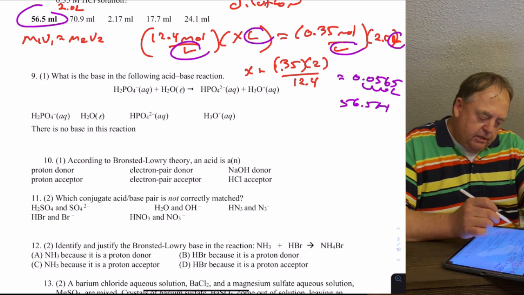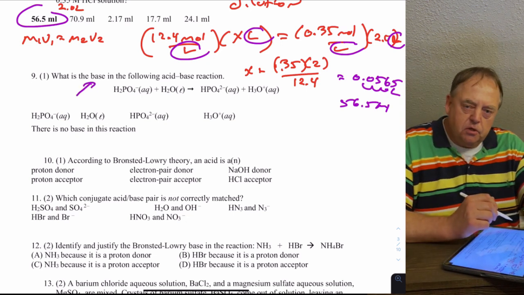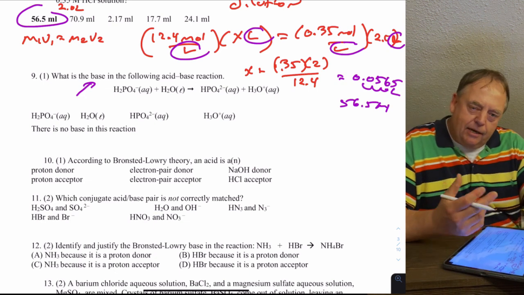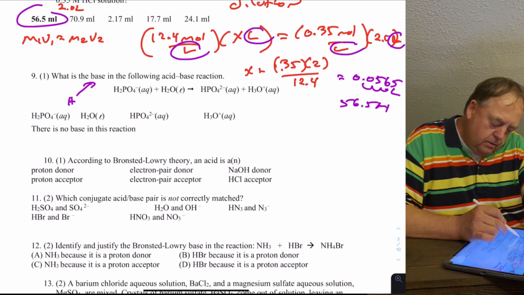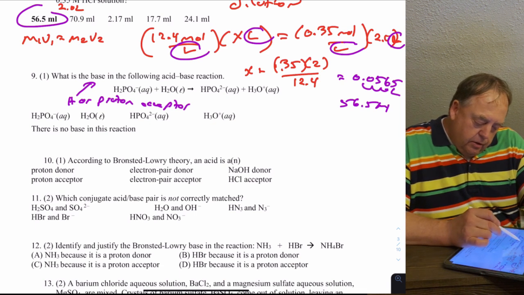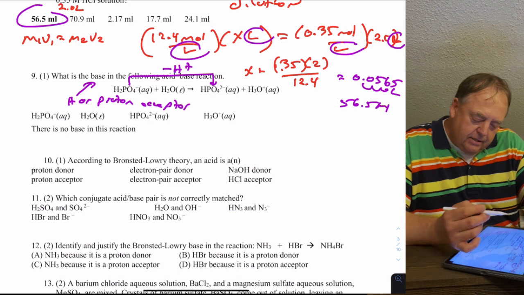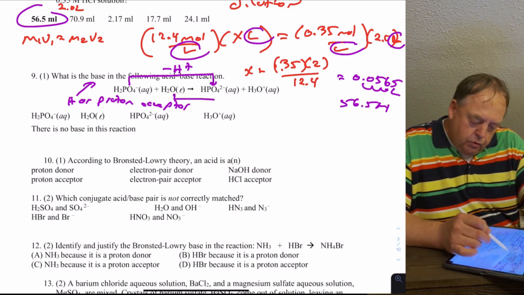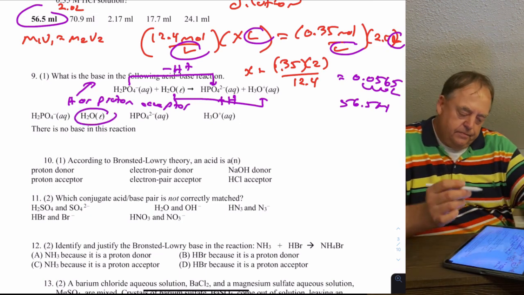Okay, so which is the base in the following reaction? So can't solve this problem if you don't know the definitions. So what's an acid is a hydrogen donor. What's a base is a hydrogen or proton acceptor. Okay, so this molecule, H2PO4, becomes that. So that lost a hydrogen. That means that's an acid. And H2O becomes H3O plus. That means that gained a hydrogen, so that's the base. So H2O liquid is the base.